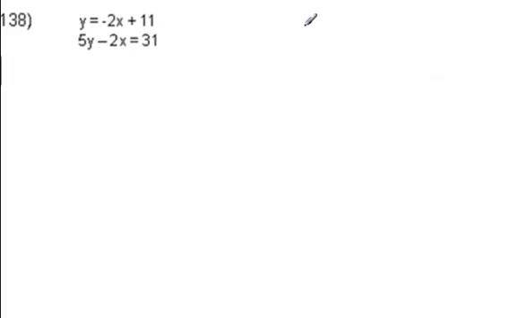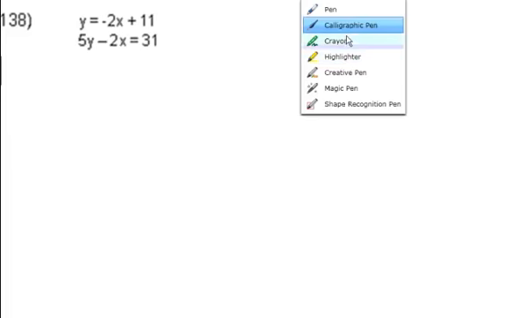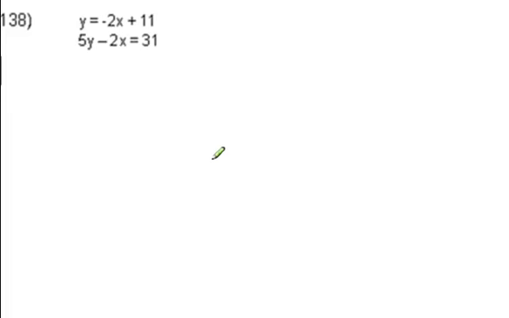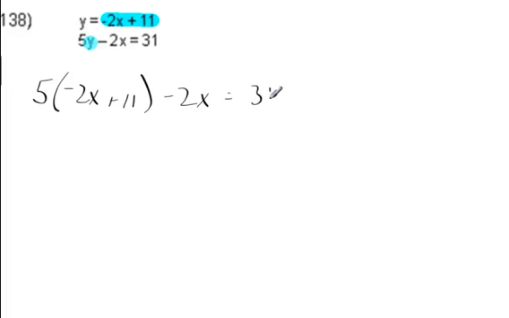Which variable am I going to substitute for here? Y, because that's what's by itself. So I'm going to take this and put it right there. What's my new equation going to look like? 5 parentheses negative 2x plus 11, minus 2x equals 31. Excellent.